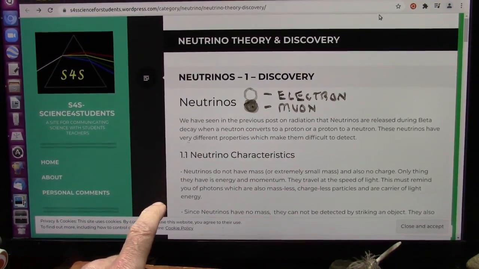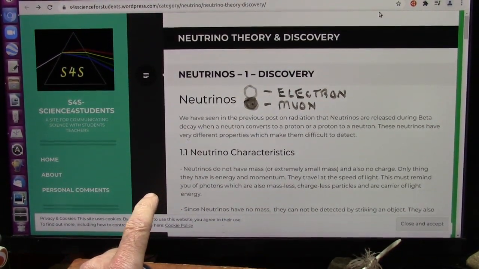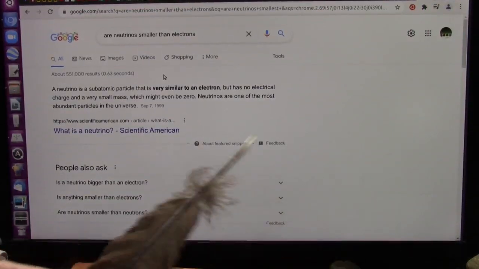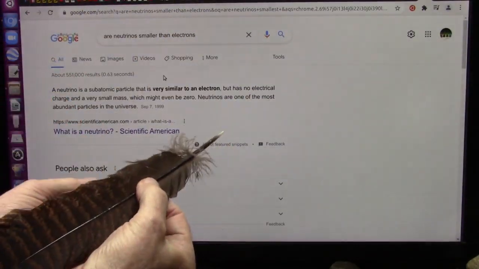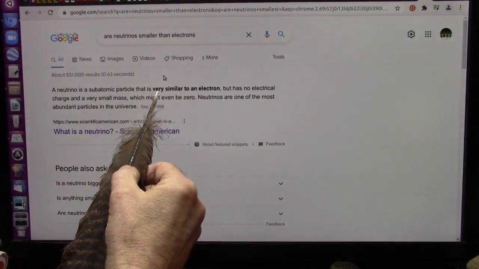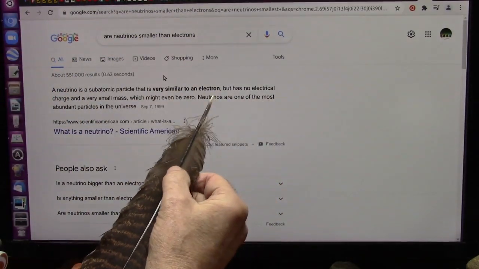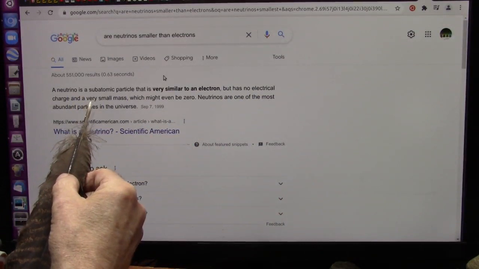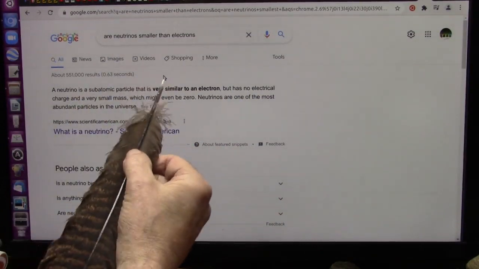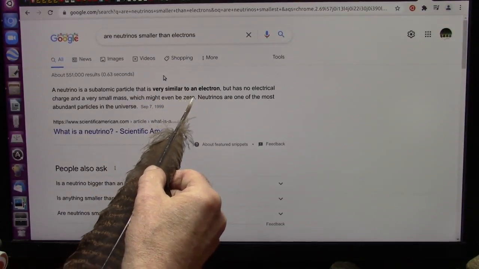I'll take any kind of questions, and I can show my evidence. Let's just go through it one more time real quick. Now don't forget, here's what they're saying right here. A neutrino is a subatomic particle, smaller than an atom, very similar to an electron. It is an electron, but it also has a muon attached. They say it has no electrical charge and a very small mass. It's the mass of an electron. It might even be zero. It can't be zero, obviously.